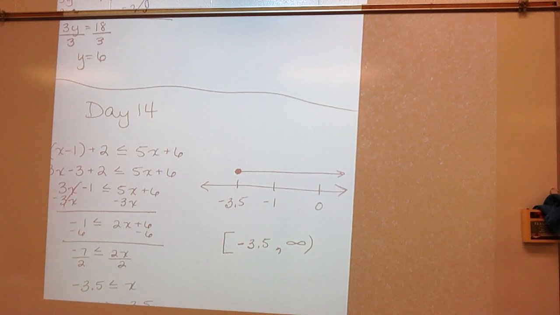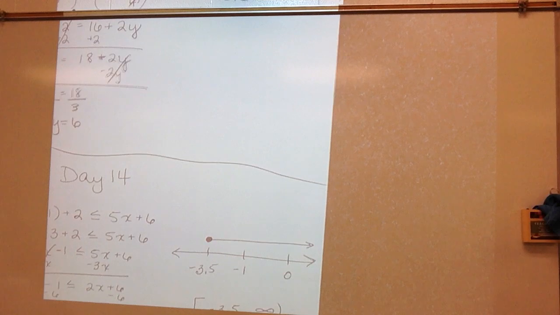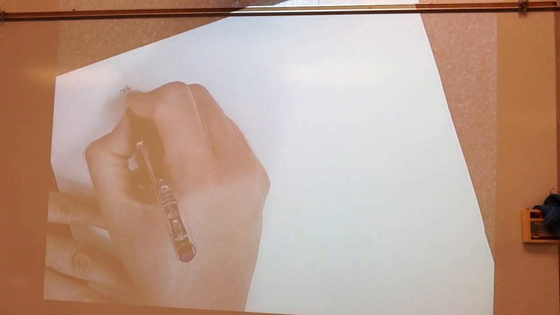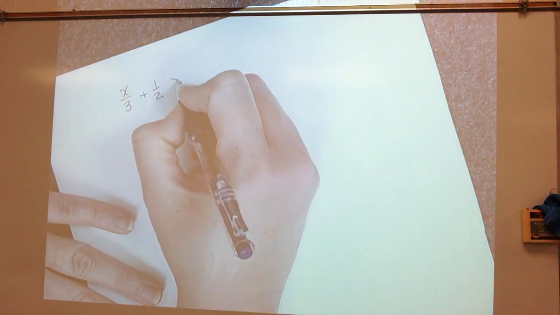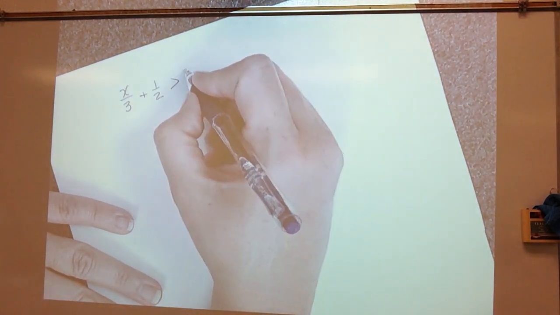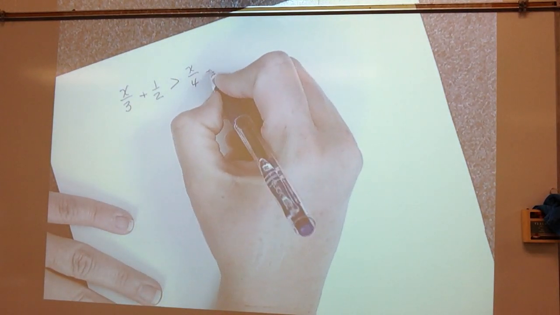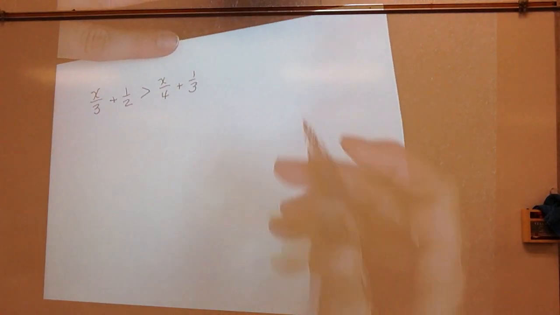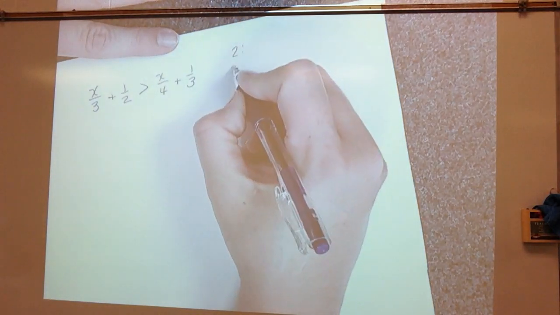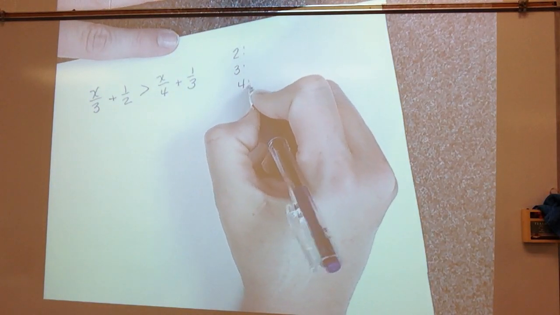All right, solving a linear inequality involving fractions. Let's look at that. Once again, I'm going to treat this very similarly. So I have x over 3 plus 1/2 is greater than x over 4 plus 1/3. Guys, the only thing different here is I actually have 3 numbers now. So I've got to look at 2, 3, and 4.